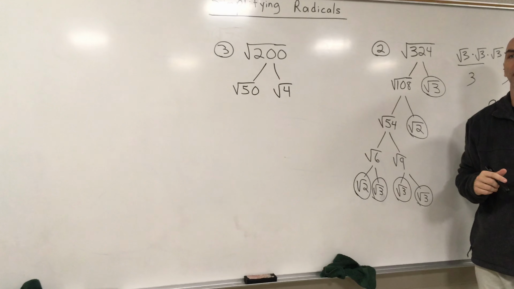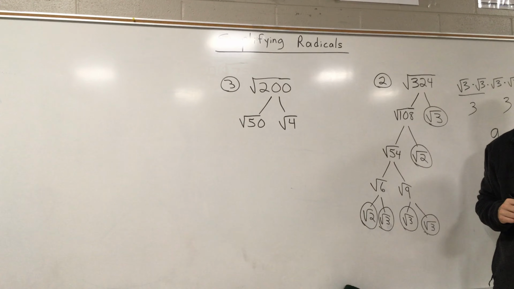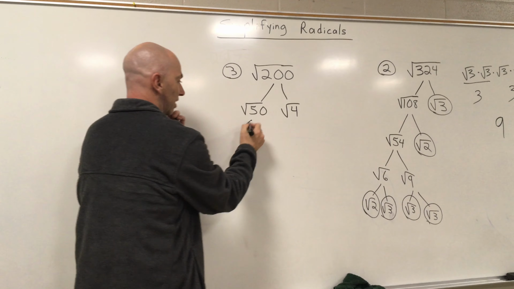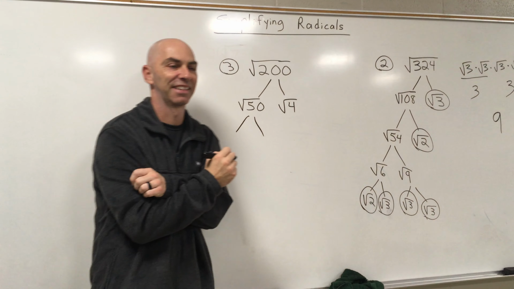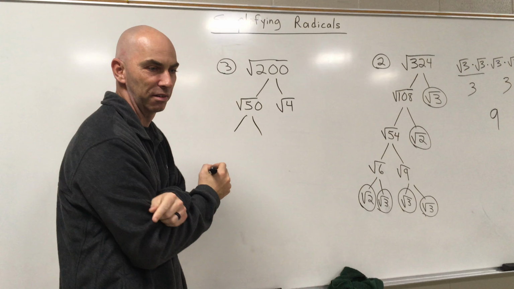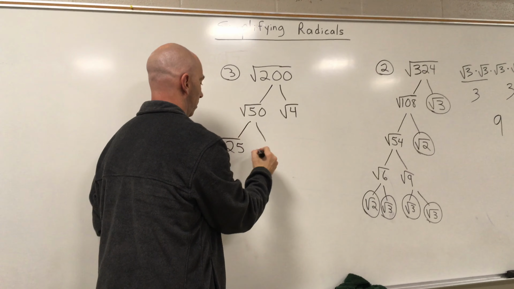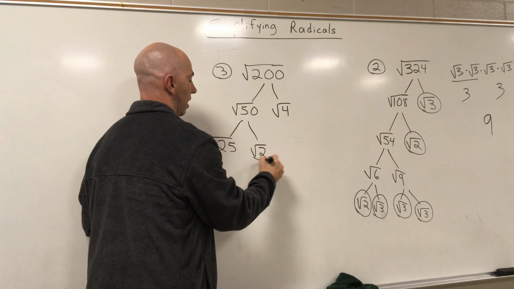All right, 50. What two numbers give me 50? 25 and 2. All right, we'll do 25 and 2. Yep. The 2 is prime.